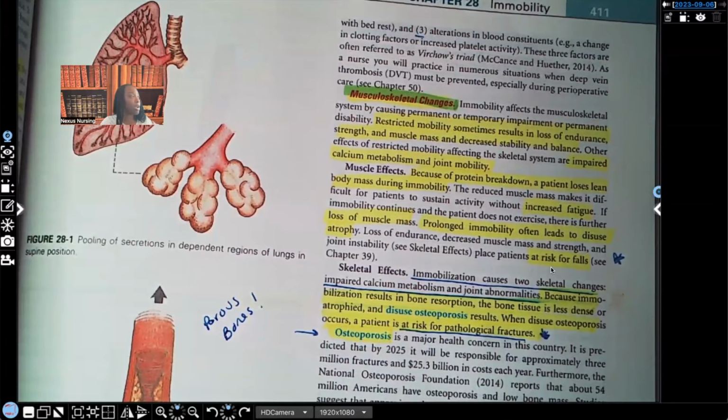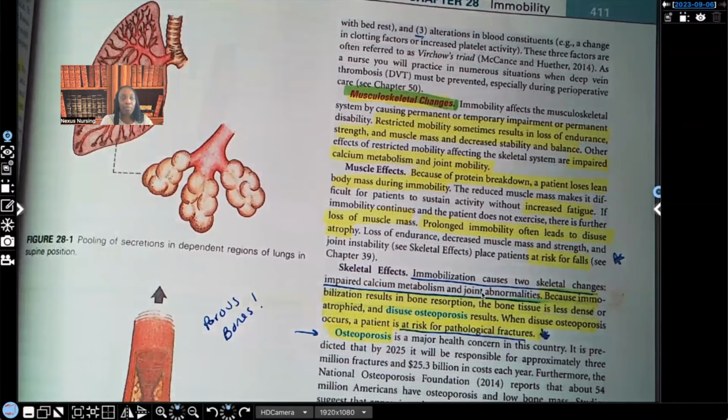Let's talk about the skeletal complications. It says immobilization causes 2 skeletal changes: impaired calcium metabolism, the body's not using the calcium the way it should, and joint abnormalities. Because immobilization results in bone resorption, remember the bone's breaking down. I did not say reabsorption, don't get fooled. Let me repeat that. Because immobilization results in bone resorption, the bone tissue is less dense or atrophied, and disuse osteoporosis results. Osteoporosis, that's when the bone becomes porous.